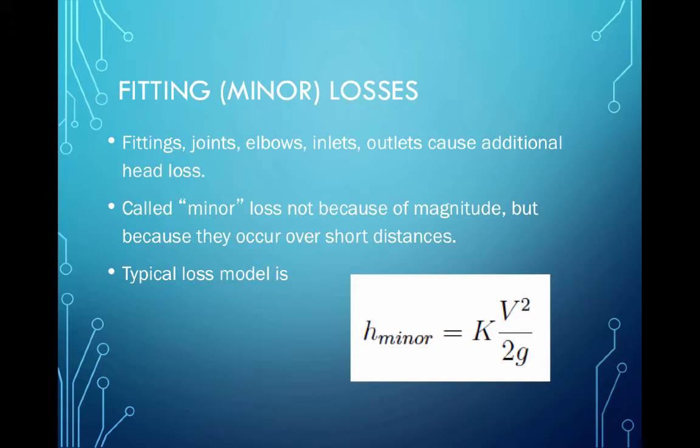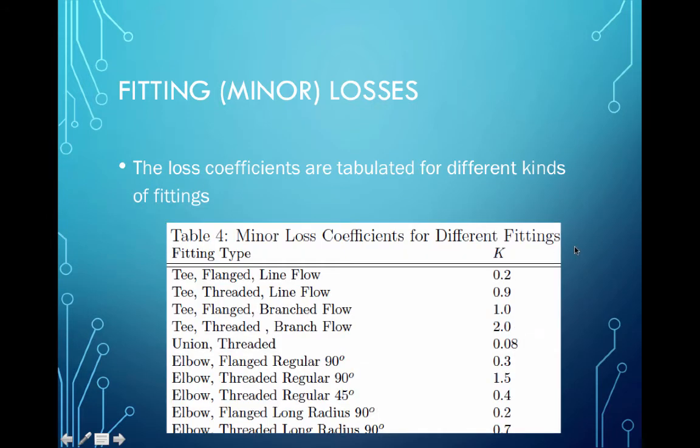The last component is the fitting losses, those losses at bends and inlets and outlets. So fittings, joints, elbows, inlets, outlets cause additional head losses. They're called minor because they occur over a short distance, not because they're particularly small. The commonly used loss model is the minor fitting loss head is equal to some constant multiplied by v squared over 2g. And in the case where a fitting changes diameter, we use the smaller diameter that produces the bigger velocity. Here's an example of some fittings for some different kinds of junctions.